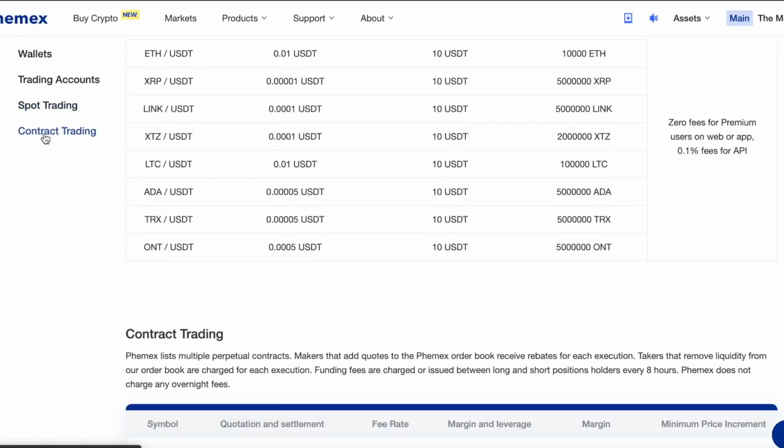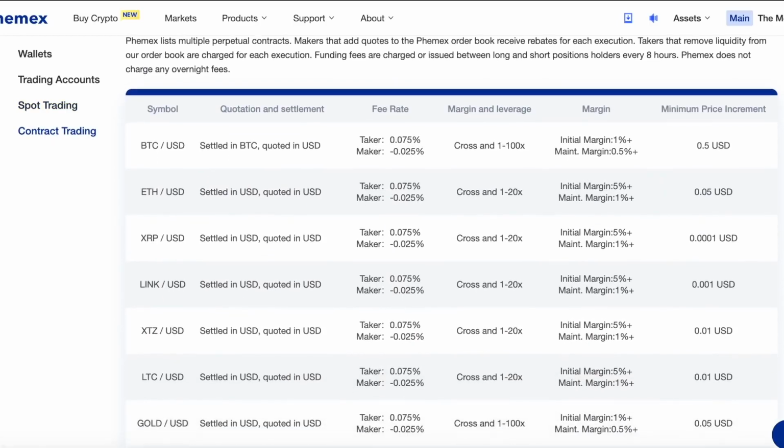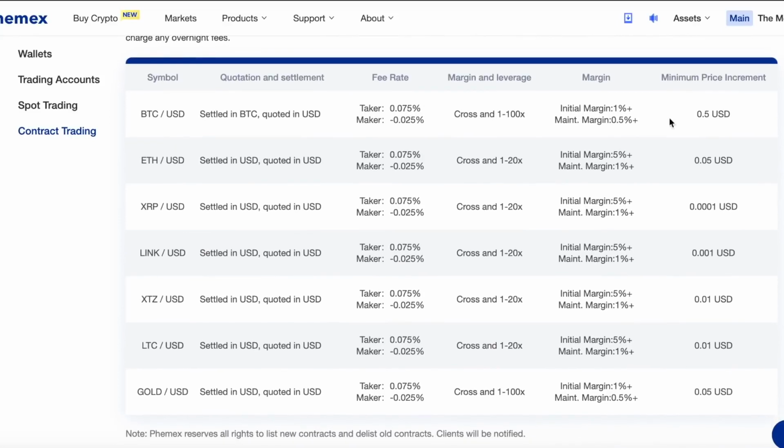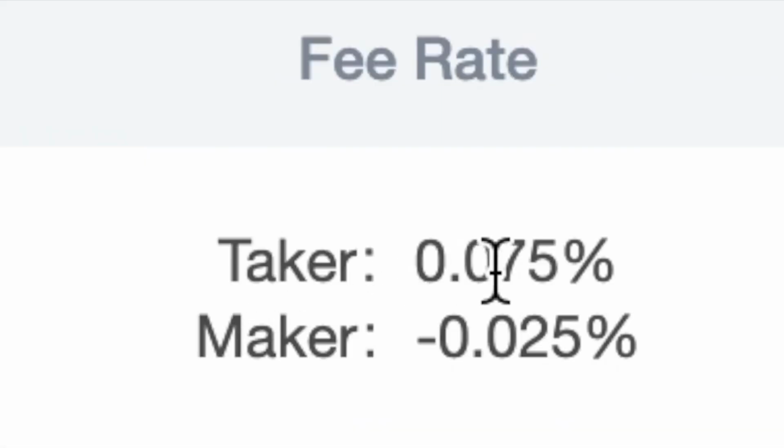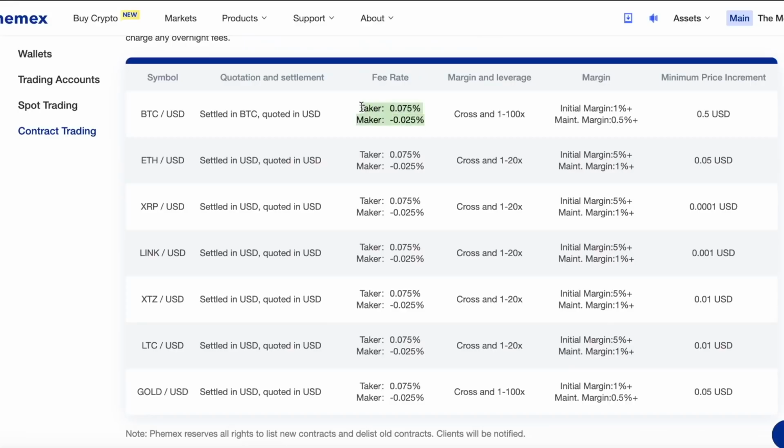Let's go to contract trading. Here we can see all of the fees for leverage trading. So here you have Bitcoin against US dollar settled in Bitcoin, quoted in US dollar. The taker fee is 0.075% and the maker fee is negative 0.025%. This is exactly what the competitors have. Bybit has the exact same, Phemex has the exact same. Most derivatives exchanges in crypto have this exact fee structure.